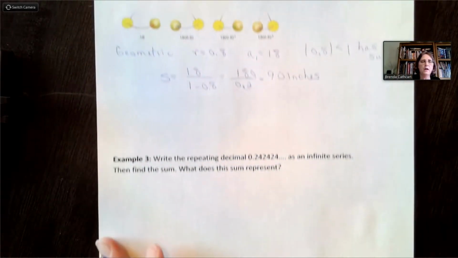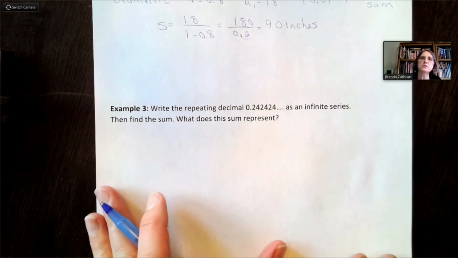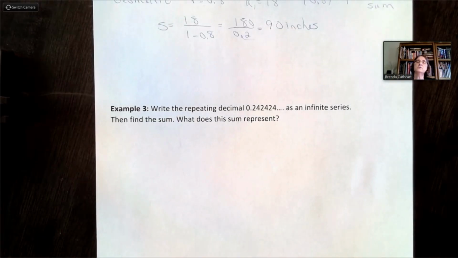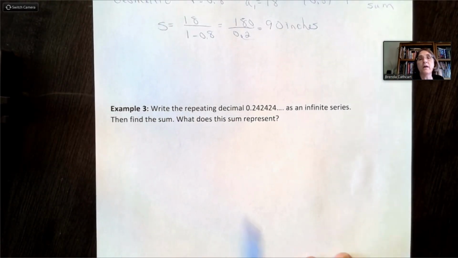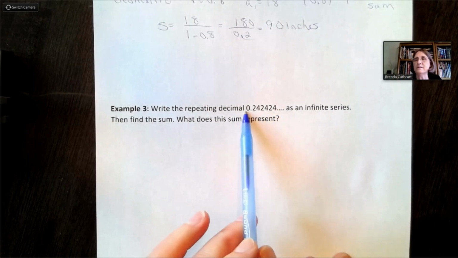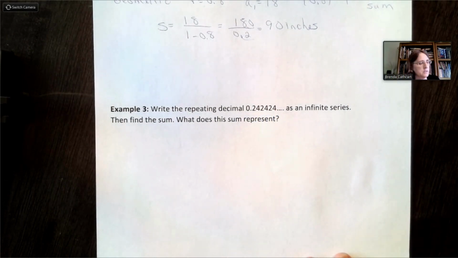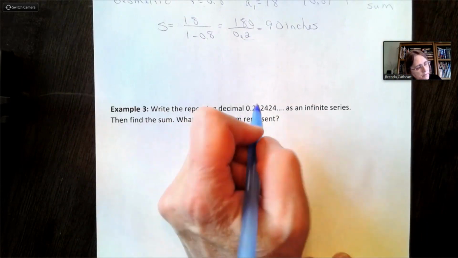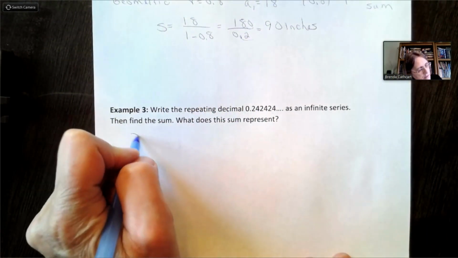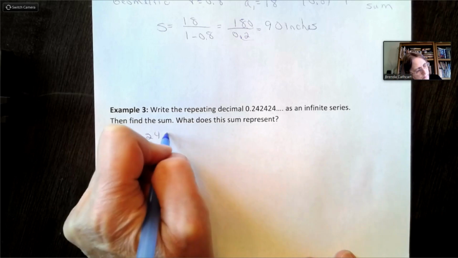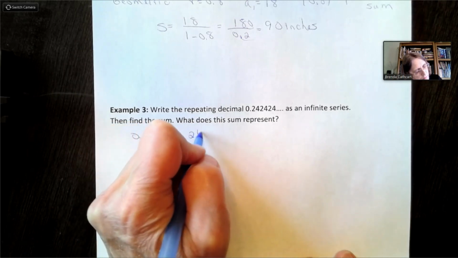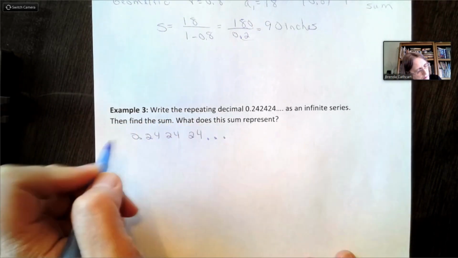Okay. An interesting application of infinite geometric series is with a repeating decimal. We could write a repeating decimal as an infinite series by just looking at the place value. As I look at this, our 0.242424, and it continues in this pattern.